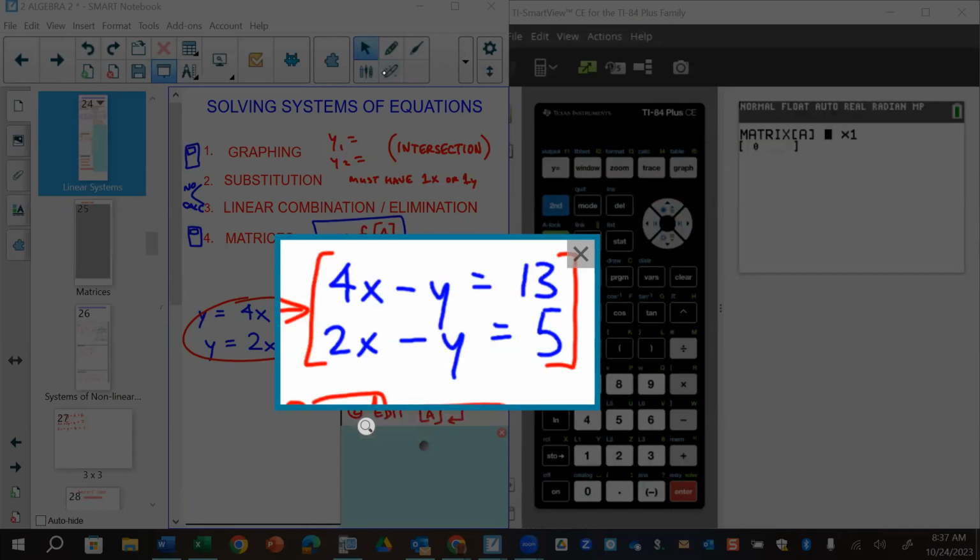Make your best guess. How many rows do you see there? How many columns do you see? So the only possible answers are 2 and 3 or 3 and 2. So which one is it? What does it have three of?